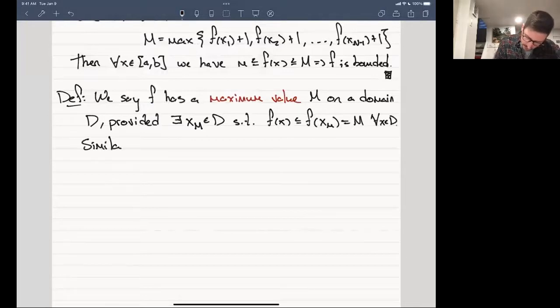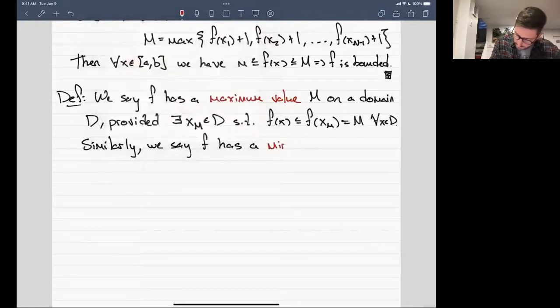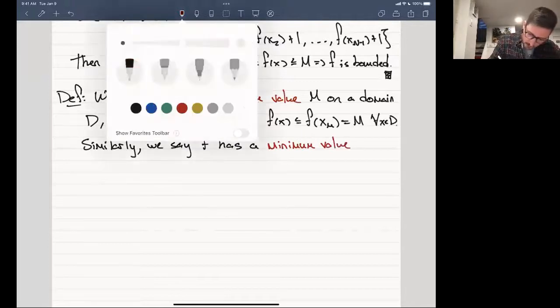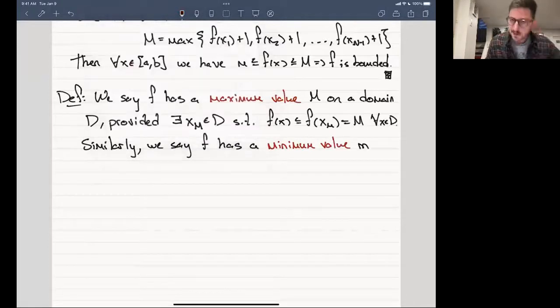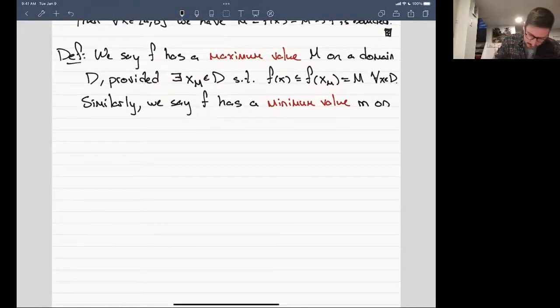Similarly, you can probably guess where this is going. We say f has a minimum value, and I don't want this to be too confusing, but I'm going to use little m. Again, max and min start with the same letter, so we use little m because it's smaller in some sense, conceptually, on D, provided there exists x little m in D.